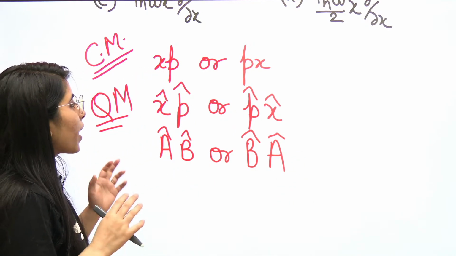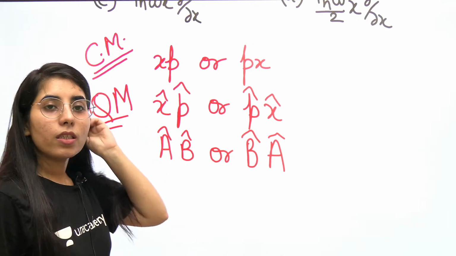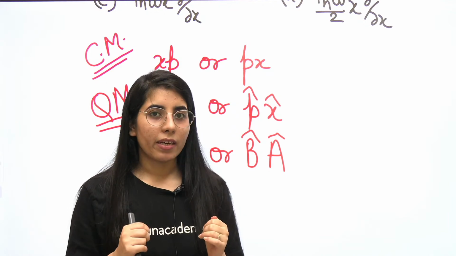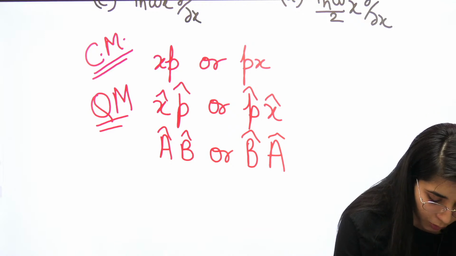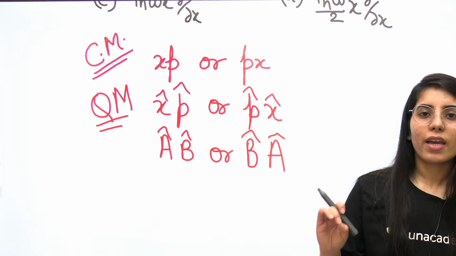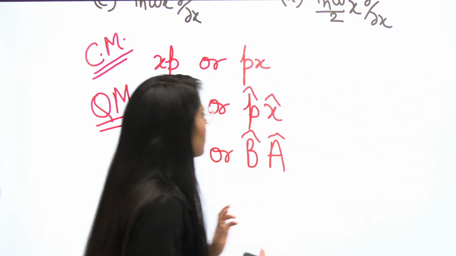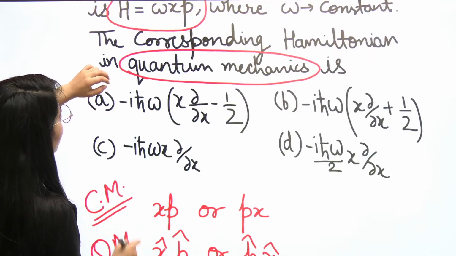So in this case we have to be careful about what we are going to consider and what should be the sequence in terms of operators we have to take. So there is a difference in classical and quantum mechanics, and if you keep that in mind, you will never ever make a mistake in any such type of question. Very good, Harleen. See guys, you are having the Hamiltonian given to you, which is omega xp.